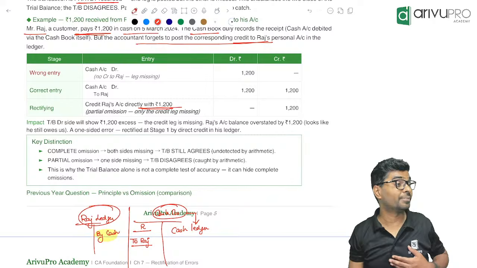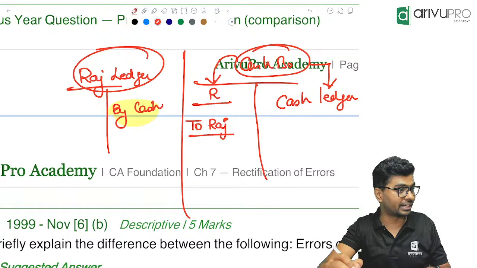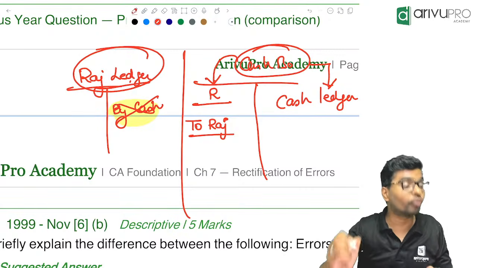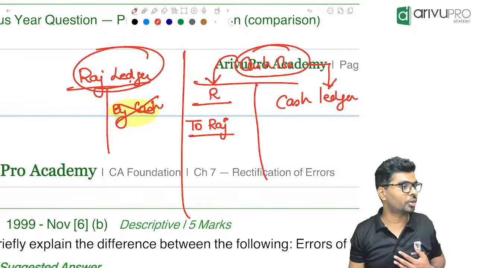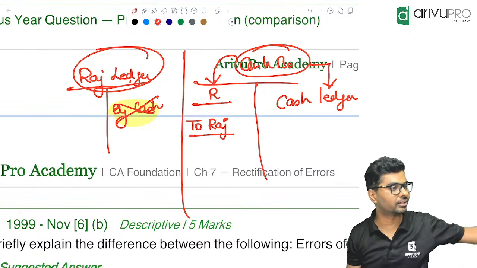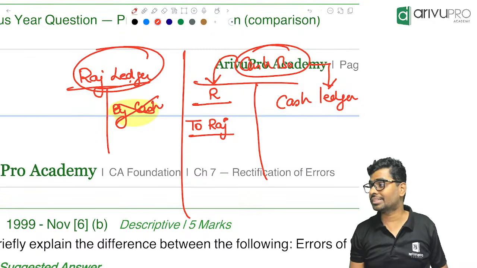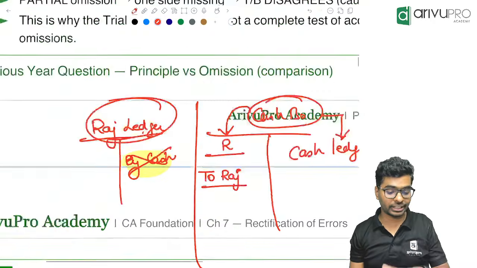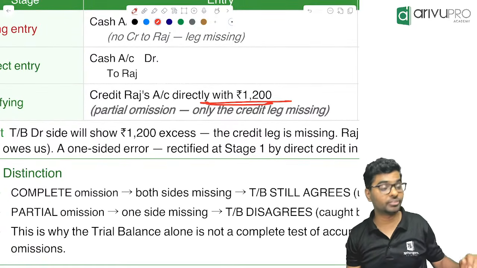Credit what? Raj's account. Why? Because cash account you wrote the debit properly, whereas in the Raj ledger account you forgot to credit it. Now, what is going to be a rectification entry? Go to Raj's account and write the credit entry. I'll teach you how. Did you understand this? So your rectified entry is what? As a statement format, credit Raj's account directly with 1200.